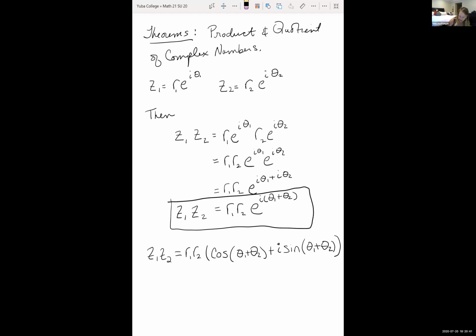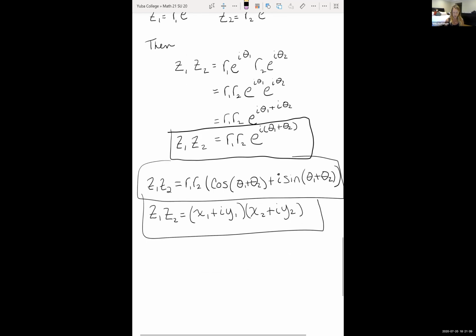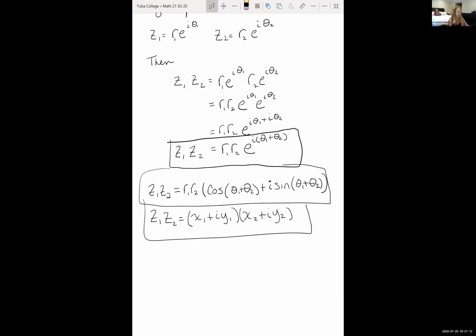And this is the same way of saying, if we looked at z sub 1 and z sub 2 as being in rectangular form of a complex number, this would be x sub 1 plus i y sub 1 all times x sub 2 plus i y sub 2. So that's really helpful. If you were going to multiply, it actually comes out sometimes a lot faster than if it was in rectangular form.